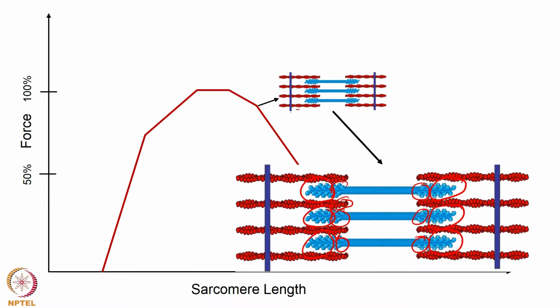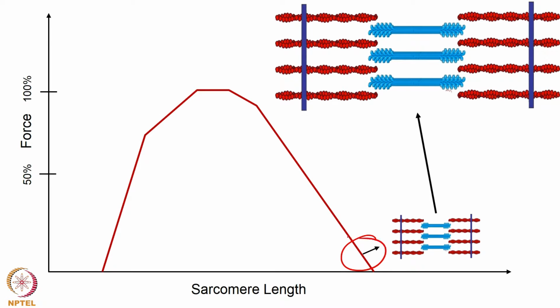Then what happens if I further increase the length, right. So, the question is what happens at that regime. At that regime there is very little, if any, overlap between myosin and actin. Actin again is in red and myosin is in blue. You see that there is very little overlap, that means that the force that will be produced will be very small. So, there is a particular point at which actin and myosin are overlapping at an optimum level.